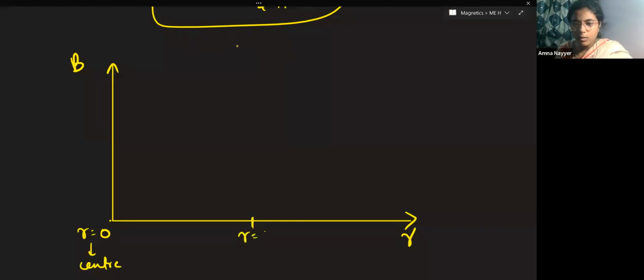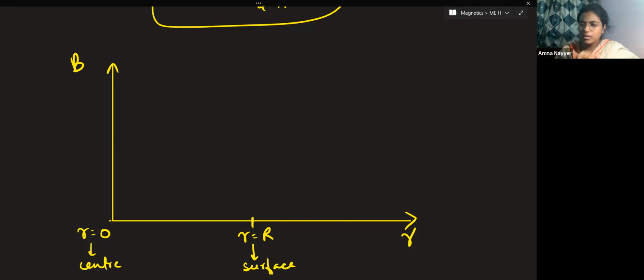Let's say r is equal to capital R. When your Amperian loop's radius and the cylindrical wire's radius are equal, it means they are overlapping, so it's the surface. So r is equal to capital R is the surface. I'm just marking certain points on the x-axis. So r is equal to 0 is at the center, r is equal to R is at the surface.